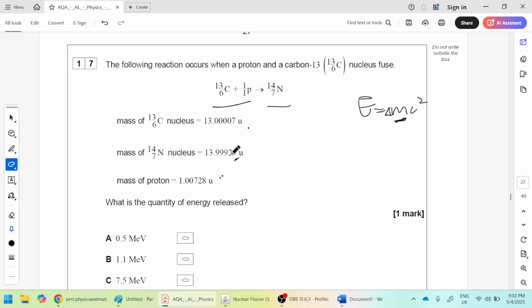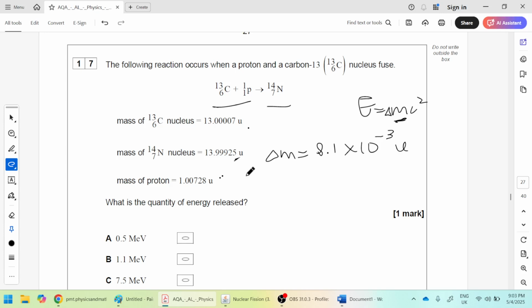How many u have been lost? 13.00007 plus 1.00728 minus 13.99925. That gives me 8.1 times 10 to the power minus 3 u, right? I'm going to take a shortcut here.